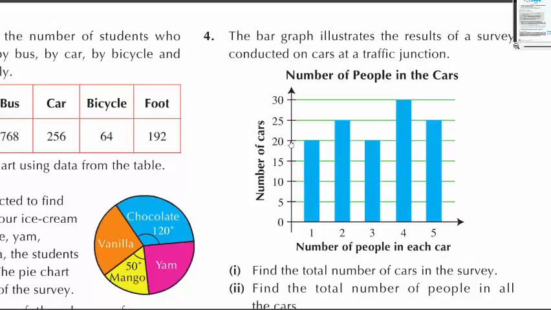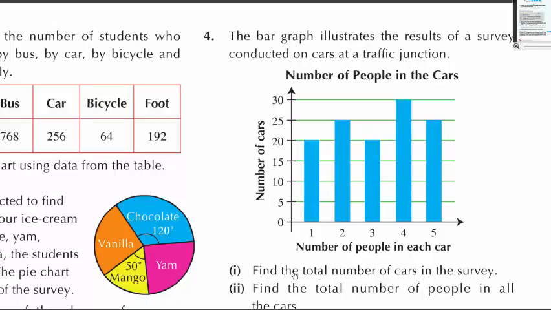So there are 20 cars with one person in each car, and then there are 25 cars with 2 persons in each car. Okay, and there are 20 cars with 3 people in each car. So that's what it means.